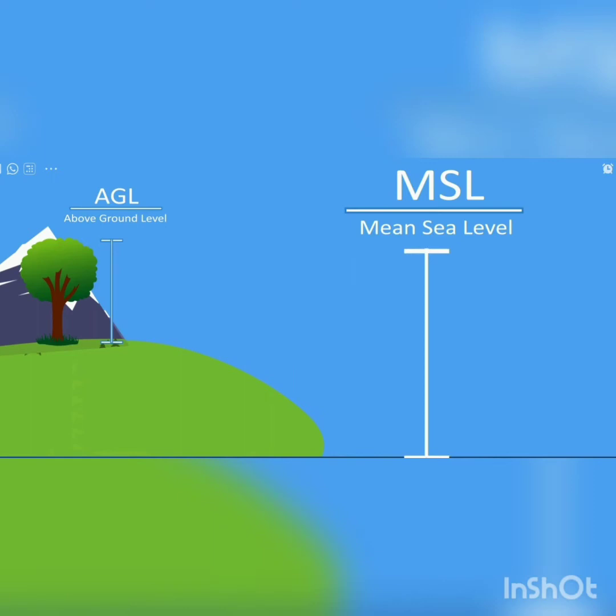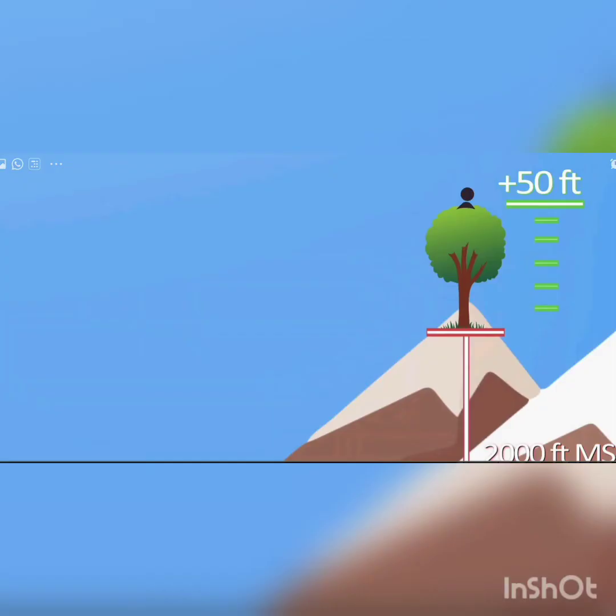AGL is nothing but from the top of the ground, whatever height it is. Suppose it is on the mountain, from there whatever height you take up, that is called AGL, that is above ground level. Can you see there? So where the ground is there, from there you are calculating, and here you are calculating from the mean sea level, the level you have already marked.